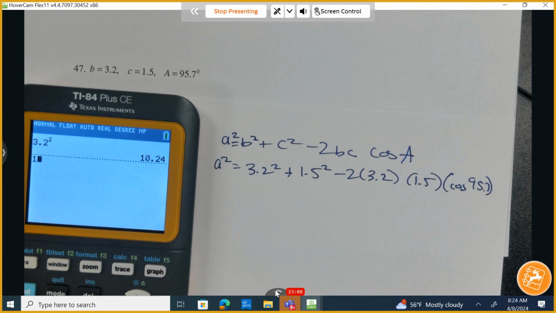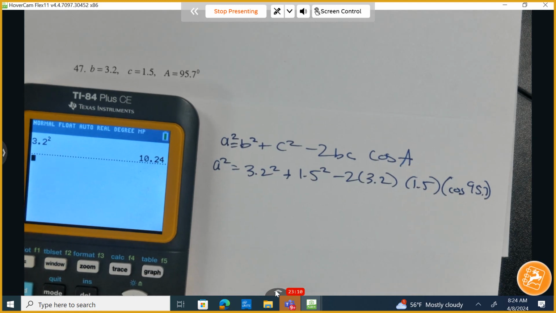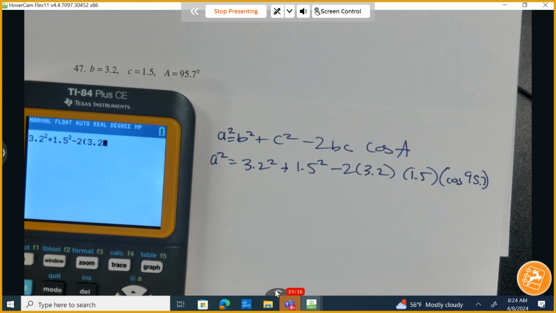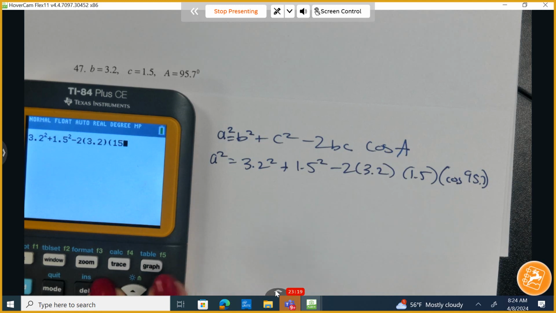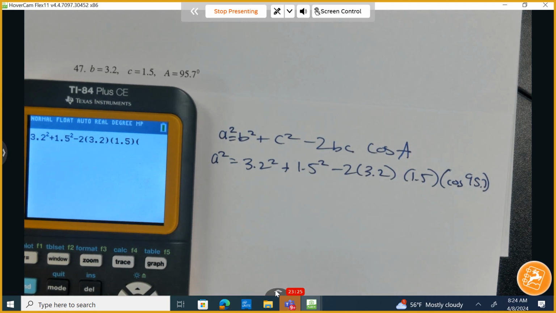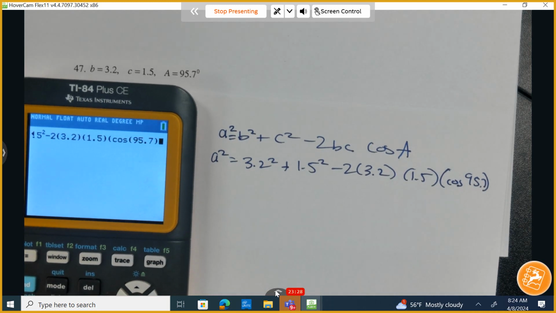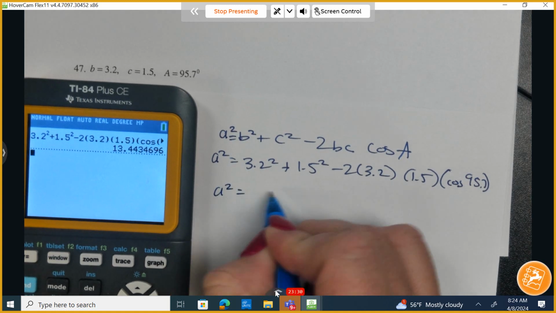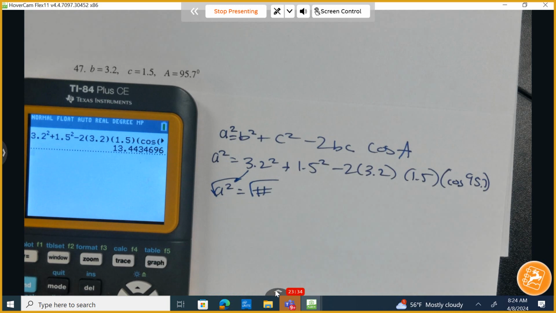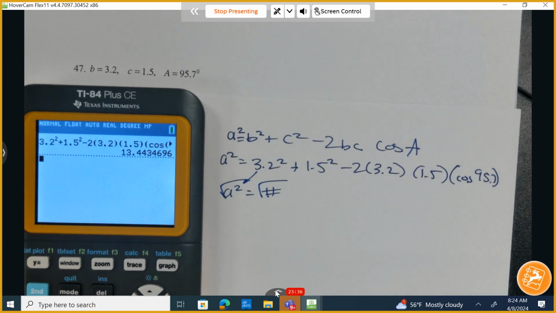I can just type this all in. 3.2 squared plus 1.5 squared minus 2 times 3.2 times 1.5, and be careful, like I am, to look back and make sure you're not making any mistakes here, times the cosine of 95.7. I get that answer, but now in order to solve for A, we need to take the square root. And yes, there should be two answers, but we know that we are solving for a length, and lengths are always positive. So I need to take the square root of this.